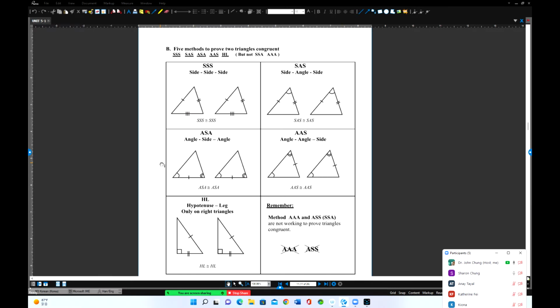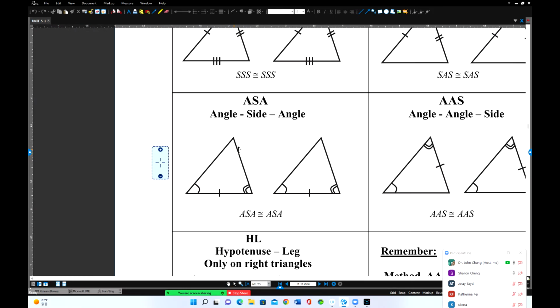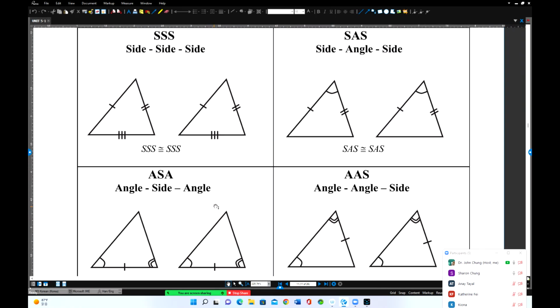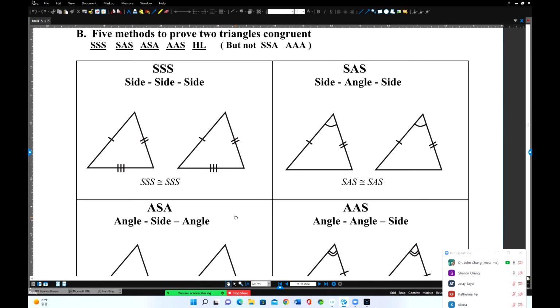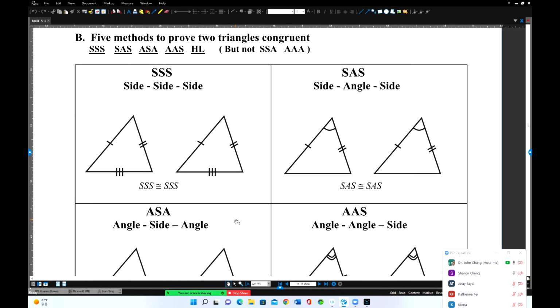Okay, triangle congruence over here. I'm going to record this one, so you can take a look at the video when I post it on YouTube. You have to memorize the first one. To prove right triangles are congruent, we have 5 different ways.